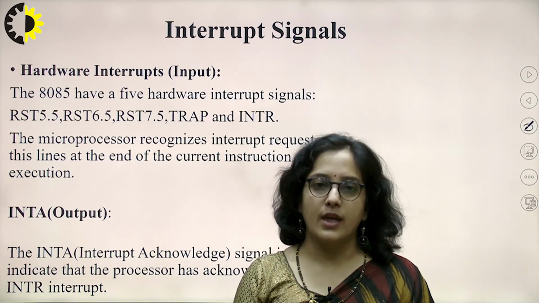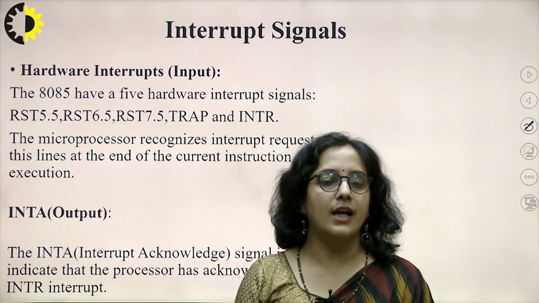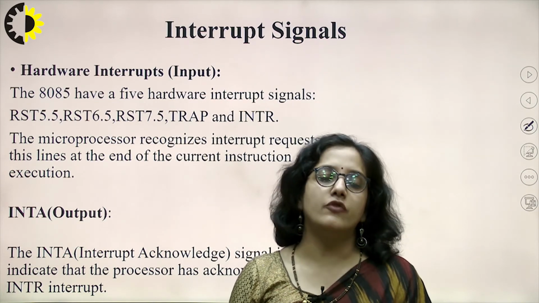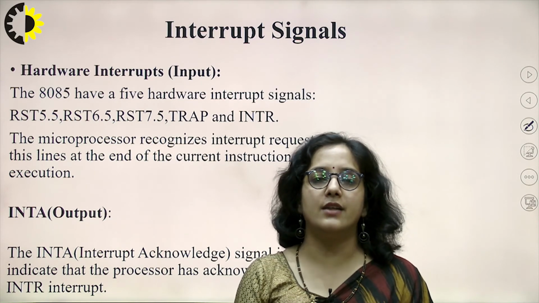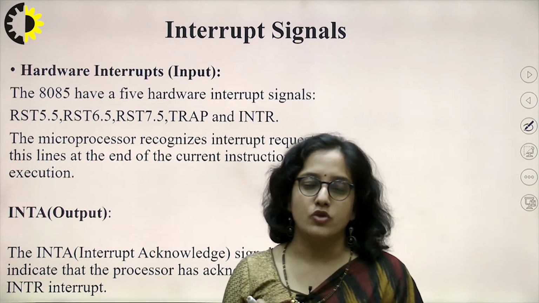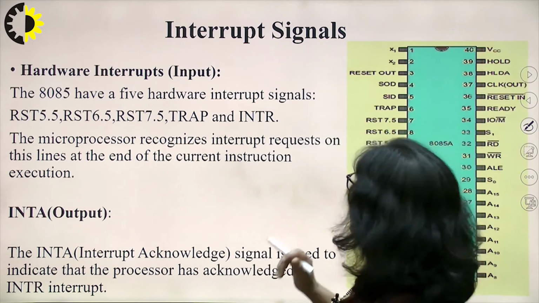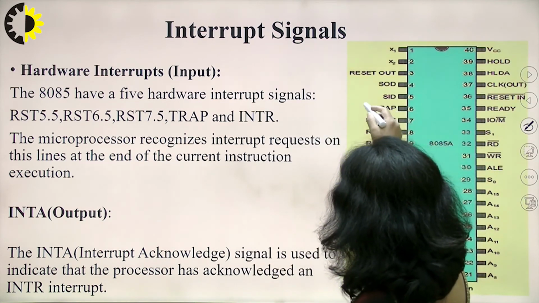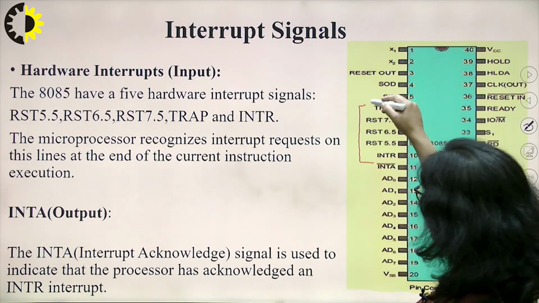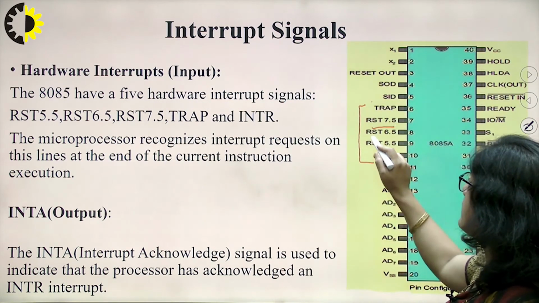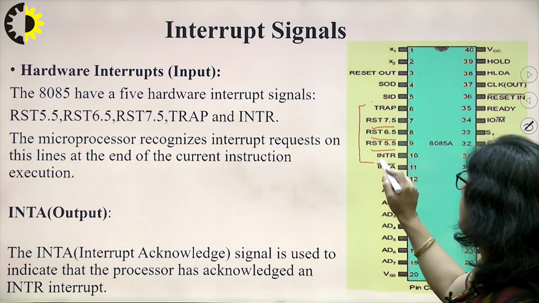So there are 2 types of interrupts, as I told, hardware and software. In case of hardware, we need some pin where the other device can interrupt the microprocessor. In case of the 8085, we have 5 hardware interrupts: TRAP, RST 7.5, 6.5, 5.5 and INTR.